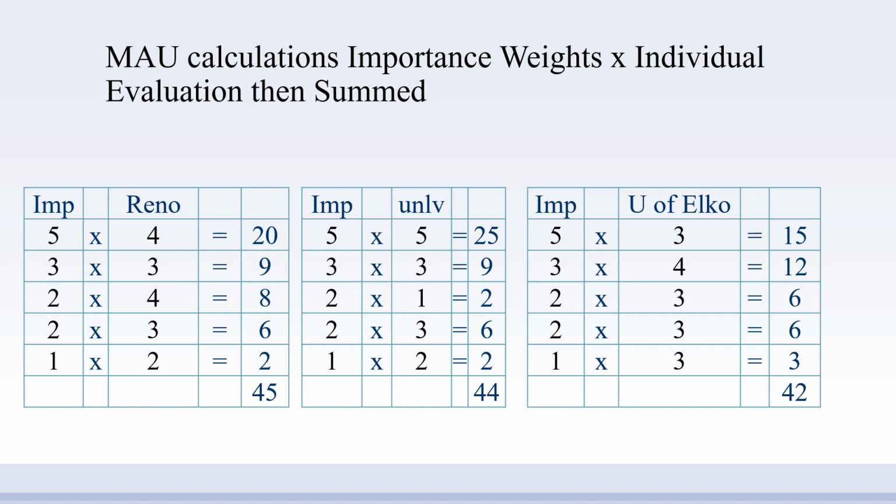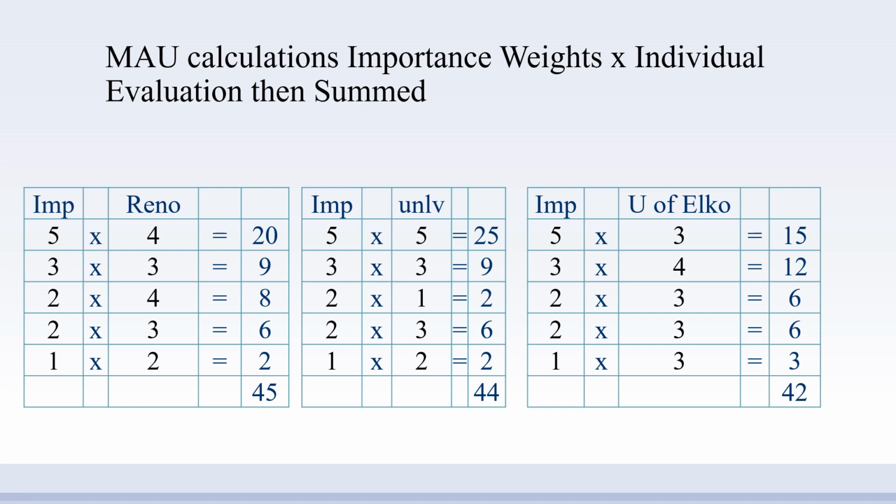Our importance was a 2. Reno was a 4. They get 8. In terms of atmosphere, the importance was a 2. Reno scored a 3 for 6. And then class sizes, it was an importance of 1, and Reno scored a 2 for a total of 45 points, compared to UNLV, which gets 44 points, and University of Elko, which scored 42 points. So in this case, Reno State is the preferred alternative, with UNLV a close second and the University of Elko a third. Now, that's one of the ways that we can use this information.